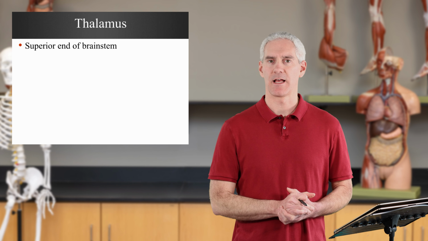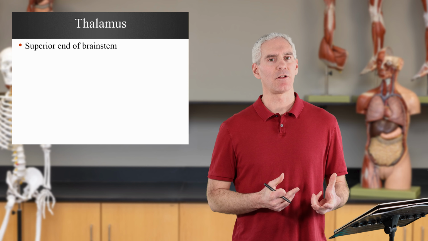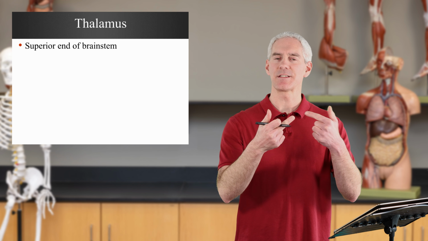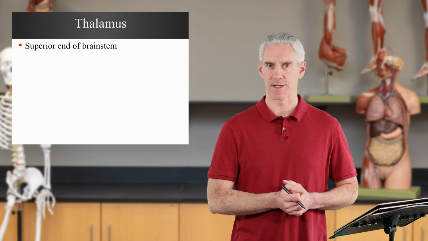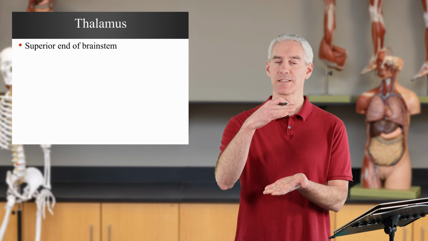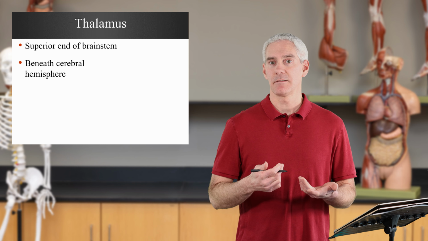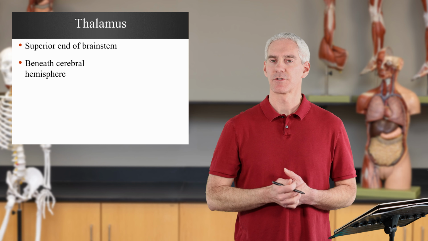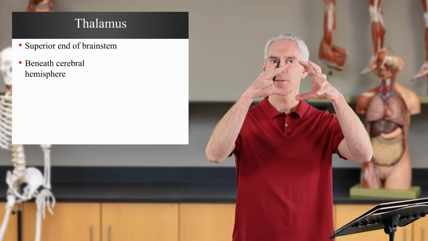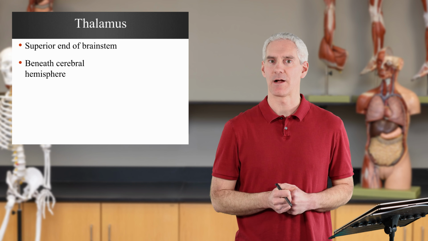So let's start talking about the thalamus. The thalamus itself is located just at the top or superior aspect of the brainstem. So you get to the brainstem, you go right into the thalamus. It's located beneath, though, the entire cerebral cortex. So you have your entire brain, the thalamus is kind of located down here underneath.